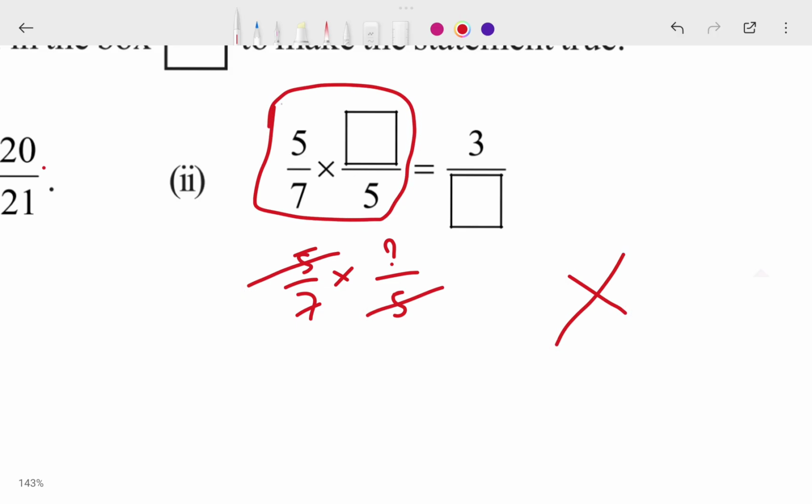So here 5 and 5, it is cancelled or not? So it is going to be 1 only. So what is left? The 7 is left only. So what answer? 1 by 7 cross, here it is any number, here this is 1 only, and the answer given is 3 and something will be here. So you know that when you put 3 here, then only it is going to be 3 only here.